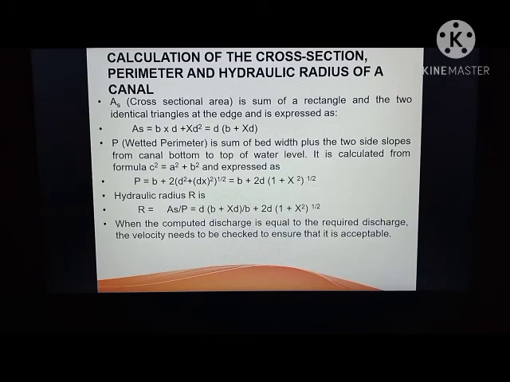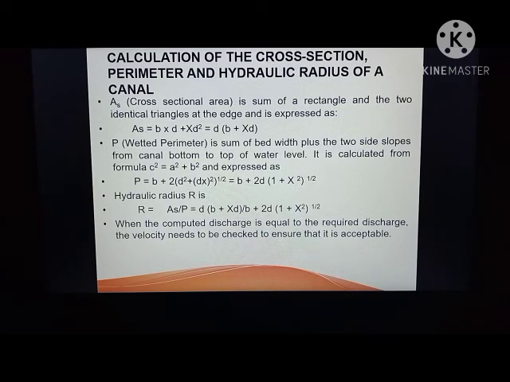Calculation of the cross-section, perimeter and hydraulic radius of a canal. A, or the cross-sectional area, is the sum of a rectangle and two identical triangles at the edge and is expressed as A equals B multiplied by D plus X D squared, equals D multiplied by B plus XD.